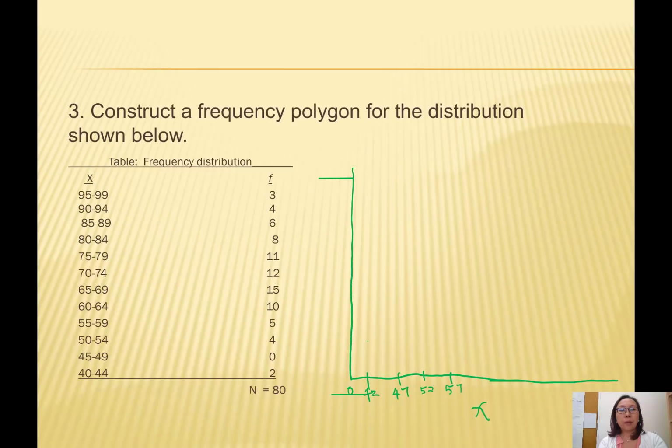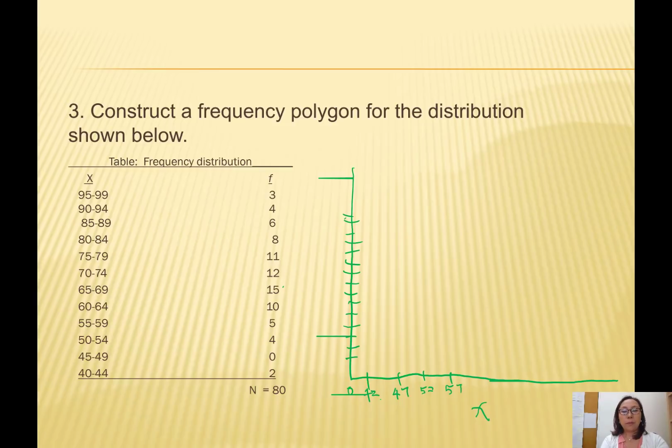In the frequency column, or the vertical line, you see the highest number is 15, so we want a scale that goes up to 15. So maybe 1, 2, 3, 4, 5, 6, 7, 8, 9, 10, 11, 12, 13, 14, 15, or something like that. Here we're reading the graph from the bottom to the top. Now we're ready to draw.